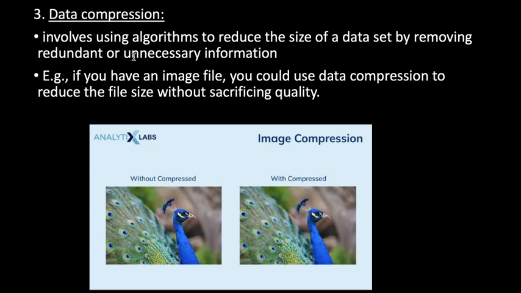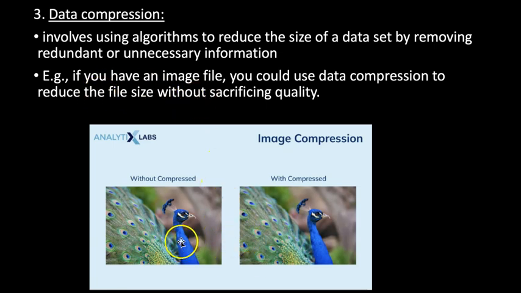A third method is called data compression, which is most commonly seen in images. For example, if you take a picture with your iPhone, it's going to be like a 2 gigabyte image. If you upload it to your data set, it would make your data set really large. What we could do, without losing too much information, is an image compression.